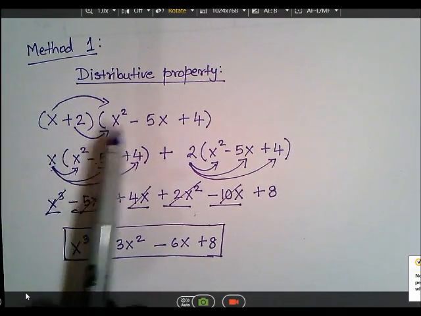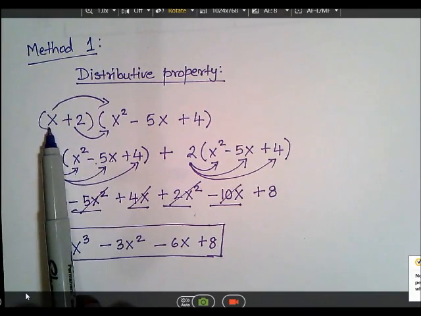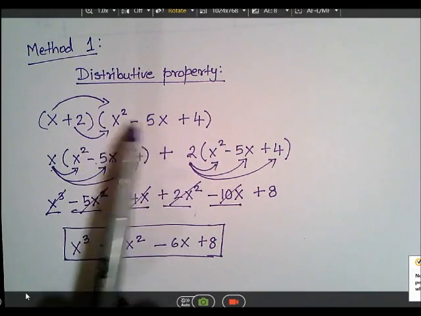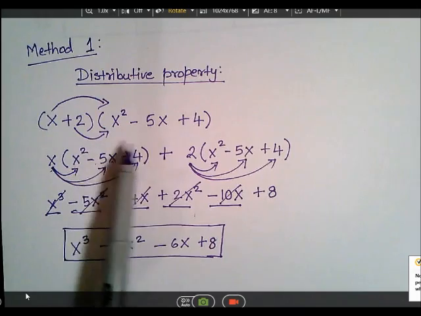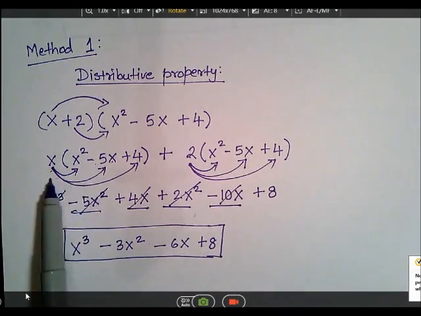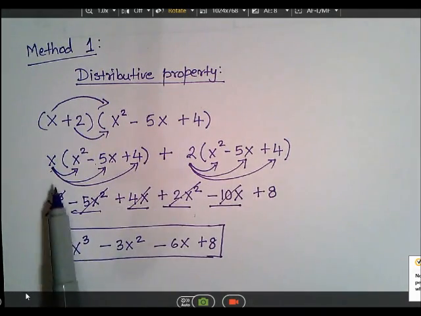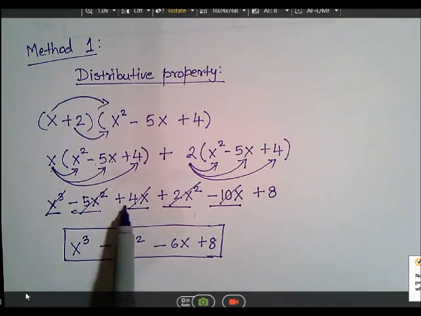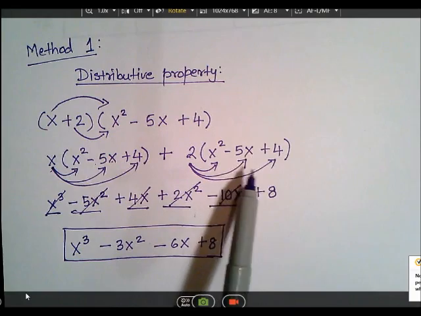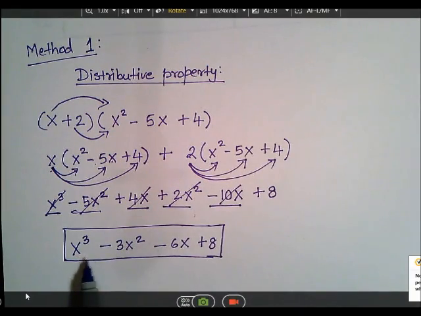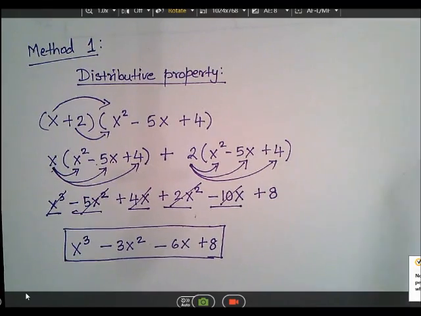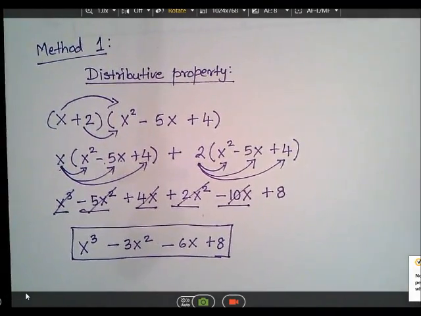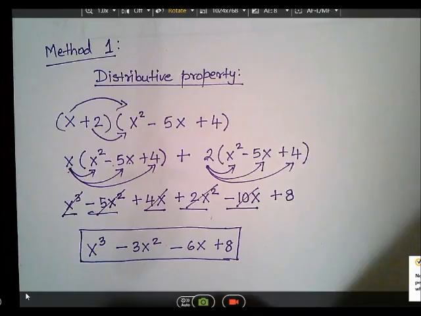Remember, I am doing repeated distribution. First I distributed the x to the second polynomial, and then I distributed the 2 to the second polynomial. I got this. Here in turn I am distributing the x to everybody. Got this, and I distributed the 2 to everybody, and I got this, and I combined the like terms to get my final polynomial. Alright, so this is using the distributive property.